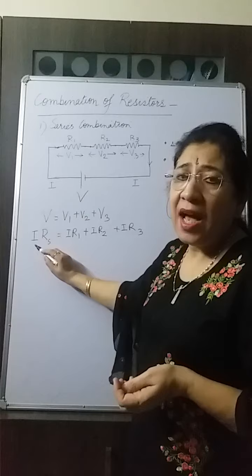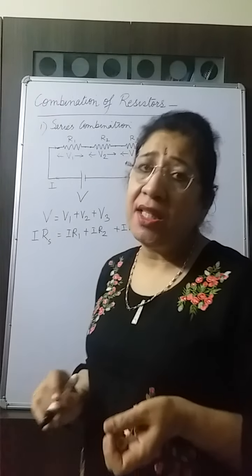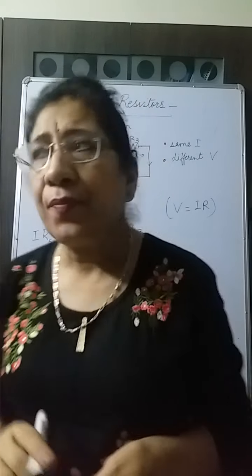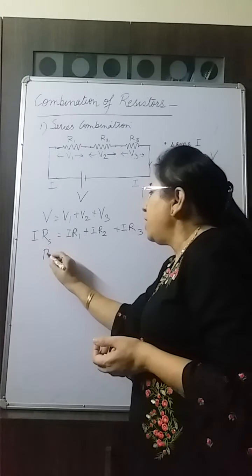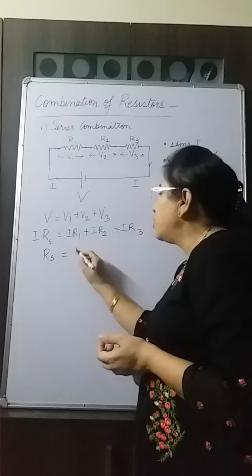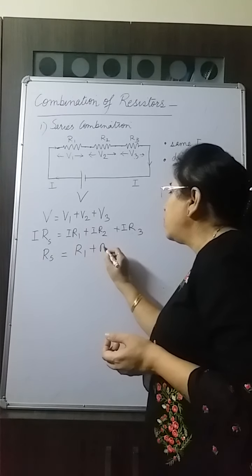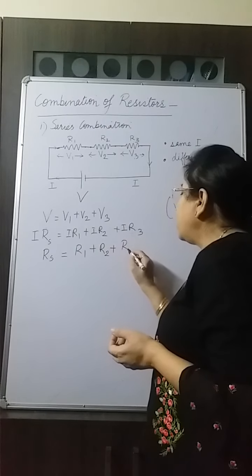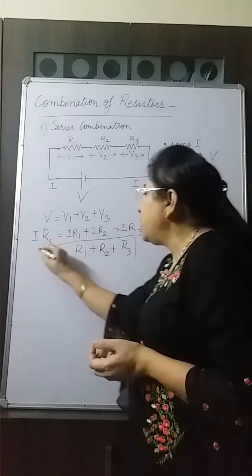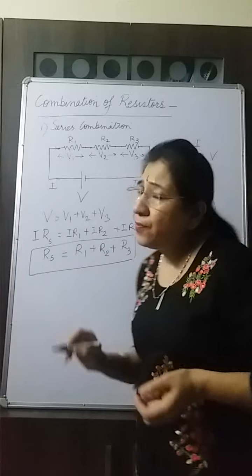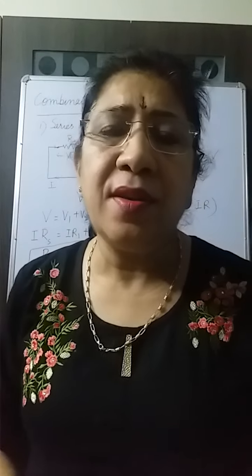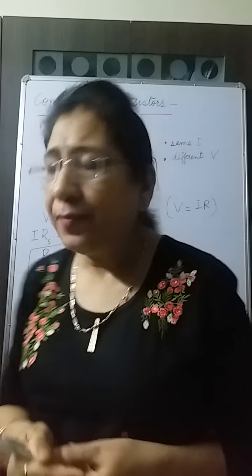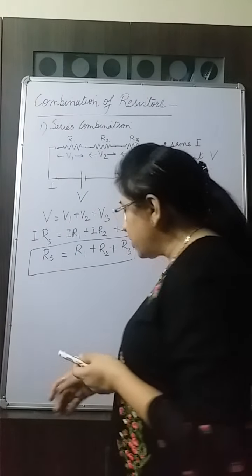We have written it as I Rs, where Rs is the equivalent resistance in the series combination. Taking I common, it gets cancelled, so we get Rs equals R1 plus R2 plus R3. So in series combination of resistors, the equivalent resistance is equal to the sum of the individual resistances. Let us see the next combination.